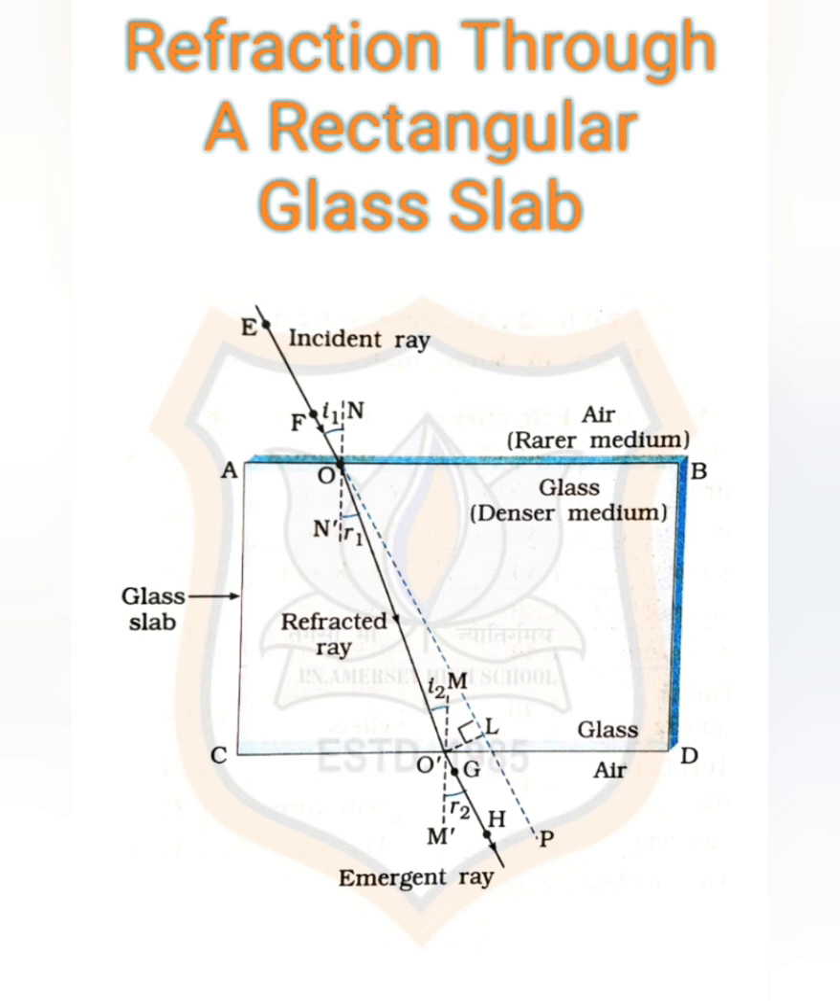Now a ray EO is obliquely incident on the surface AB. That's why it is known as incident ray. Now OO dash is the refracted ray because it is refracting from air medium to glass medium, and O dash H is the emergent ray because it is emerging from glass slab to air medium. Now the emergent ray is parallel to the direction of the incident ray.